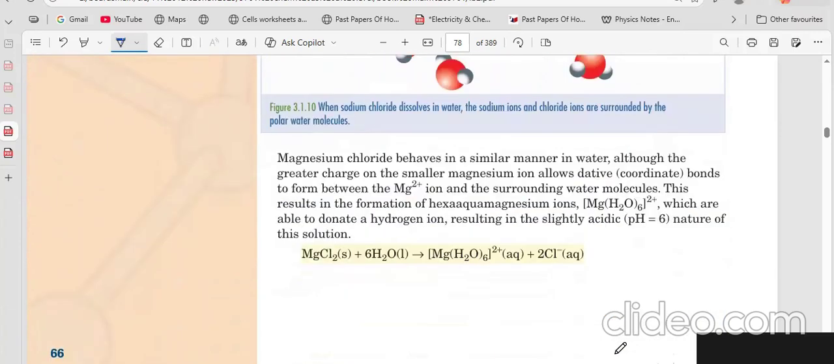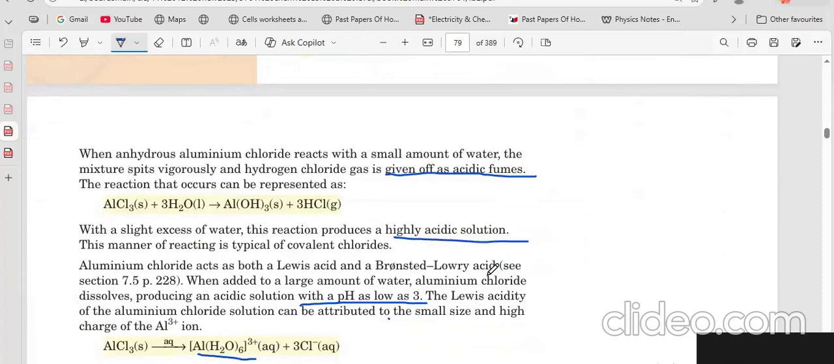But magnesium chloride also behaves differently, because of the smaller size and its high charge density. What happens is coordinate bonds are formed. That means H2O will donate its lone pair and form a complex, and Cl minus will be given out. This results in the formation of a hexaaqua complex, and these are able to donate a hydrogen ion. So this is a pH effect, H plus will be coming out. So this is slightly acidic.